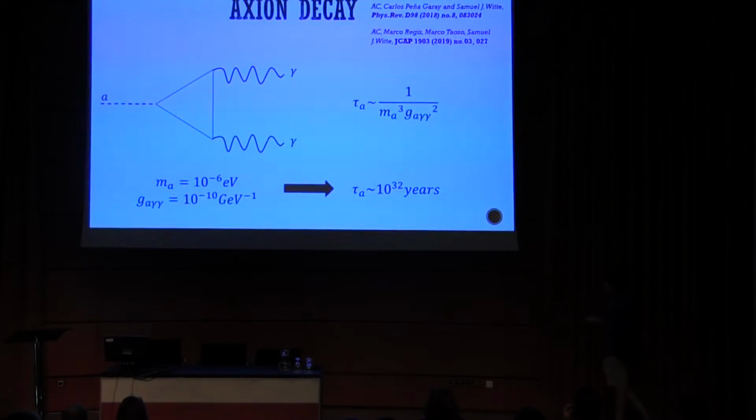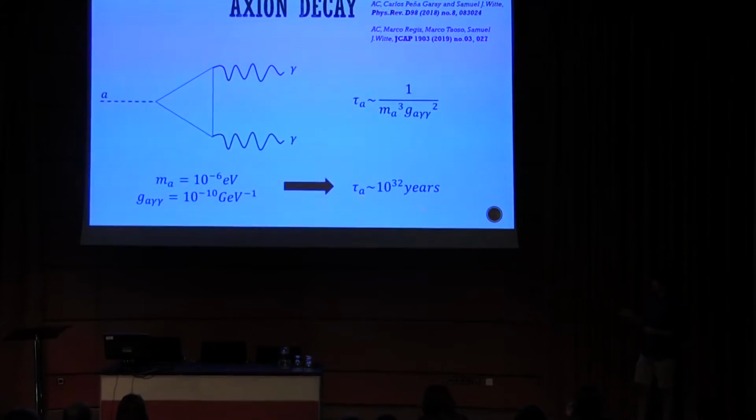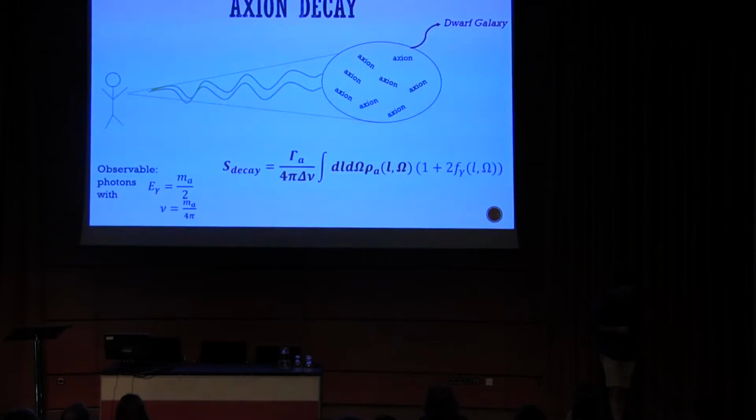The only issue with this is that if you compute the lifetime, it depends on the mass of the axion and on the coupling with the photon, and if you plug in some typical QCD axion numbers, you get a lifetime that is huge, much larger than the age of the universe. This is why people usually neglected it, thinking that it was crazy to look for this. But with Sam and with our other collaborators, we were crazy enough to try to estimate this.